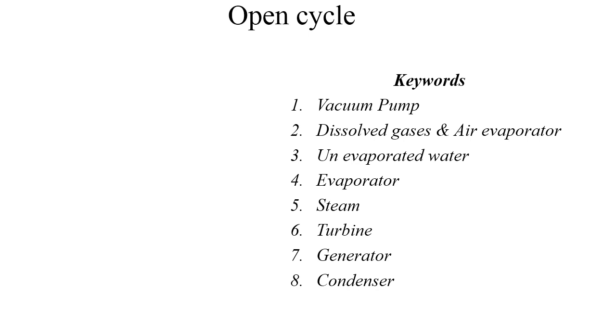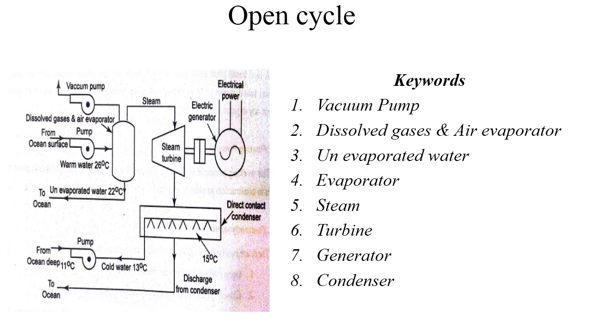So we should know what role each plays in the open cycle, right? So let's have a glance at the schematic figure of an open cycle. In this open cycle, the first item is the vacuum pump. What is the purpose of the vacuum pump?